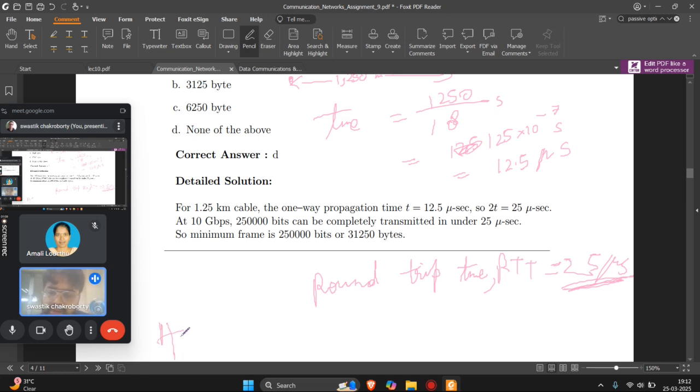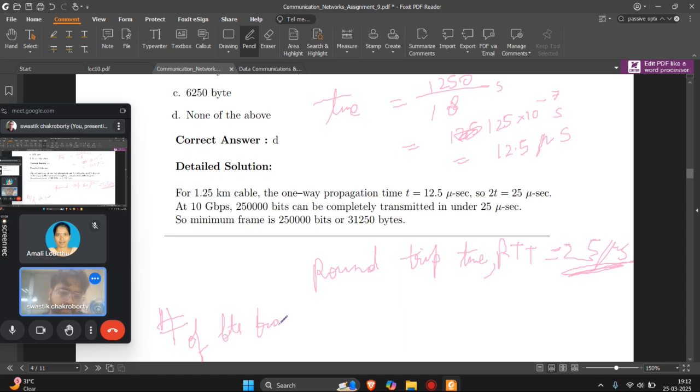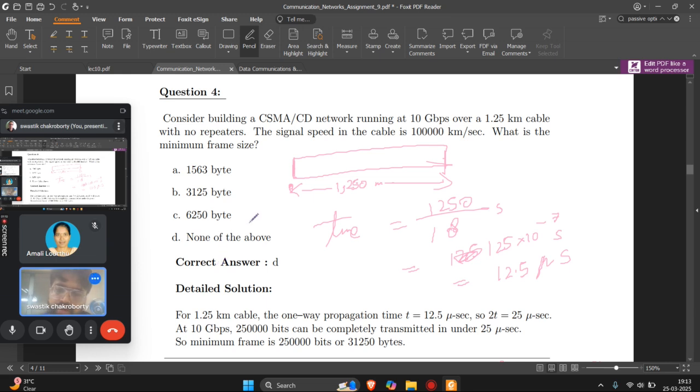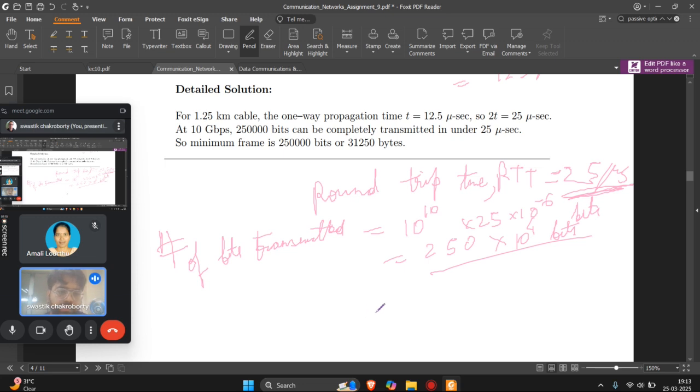So how many bits? Number of bits transmitted is equal to 10 Gbps means 10 to the power 10 bits into 25 into 10 to the power minus 6, so 25 into 10 to the power 4 bits. So a particular frame will be 25 into 10 to the power 4 bits, or if you want to express in bytes, it is 25 by 8 into 10 to the power 4 bytes. Now 25 by 8 is approximately 3, so 3 into 10 to the power 4 bytes, about 30 kB.